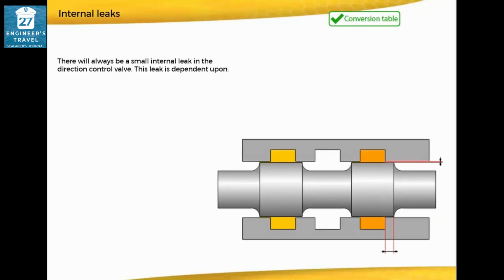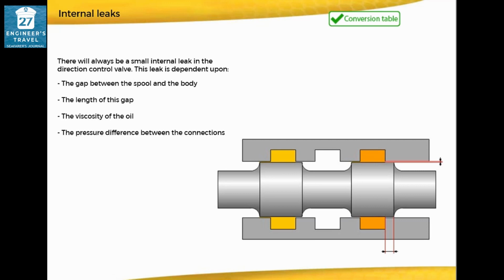There will always be a small internal leak in the direction control valve. This leak is dependent upon the gap between the spool and the body, the length of this gap, the viscosity of the oil, the pressure difference between the connections.